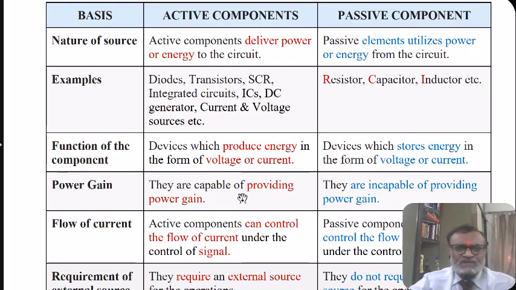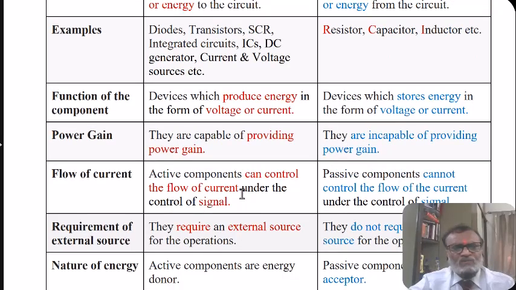The active components mostly provide the power gain, whereas passive components are not capable of providing the power gain. Active components can control the flow of current under the control of some signal, like in BJT, the base current is controlling the collector current. Passive components cannot control the flow of current under any control of the signal.